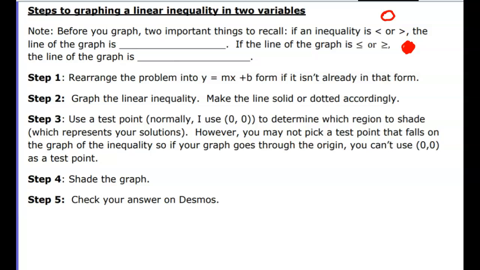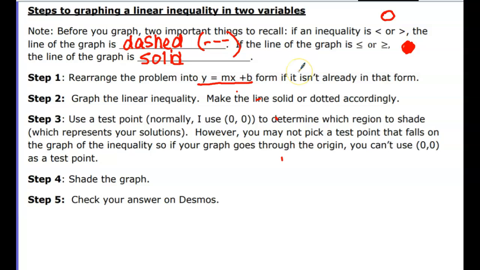So if it's just less than or greater than, instead of an open circle, we're going to have a dashed line. By dashed, I mean, you know, dash, dash, dash. But if the inequality is less than or equal to or greater than or equal to, the graph of the line is solid, just like usual. Okay, so you're then going to rearrange the problem, always rearrange the problem into slope-intercept form.